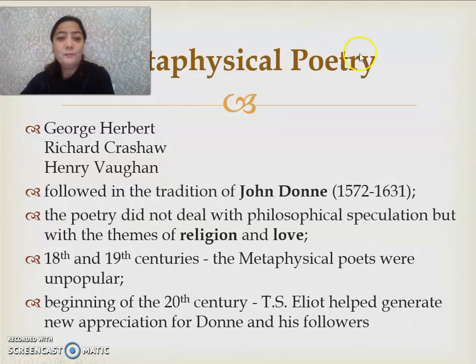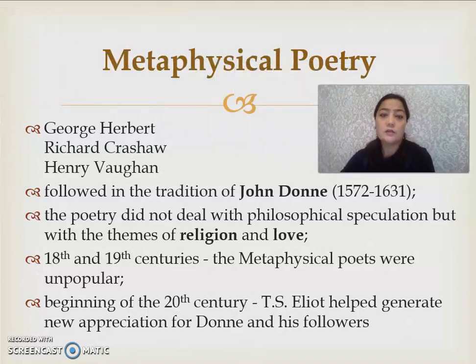Did you like the poem? The next form of poetry, as I have previously mentioned, is metaphysical poetry. Representatives of metaphysical poetry were George Herbert, Richard Crashaw, and Henry Vaughan. These poets followed in the tradition of John Donne. We will speak about him soon. This poetry didn't deal with philosophical speculation, but with the themes of religion and love.